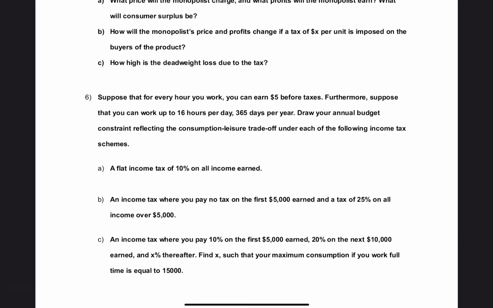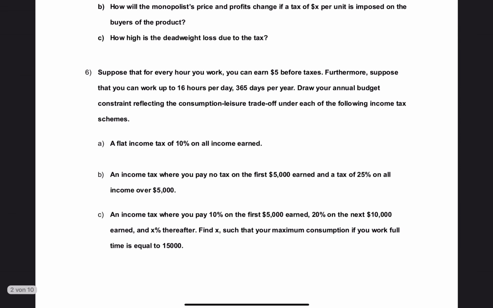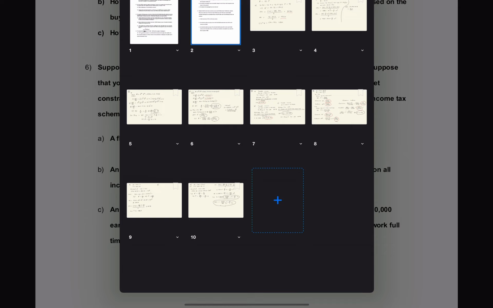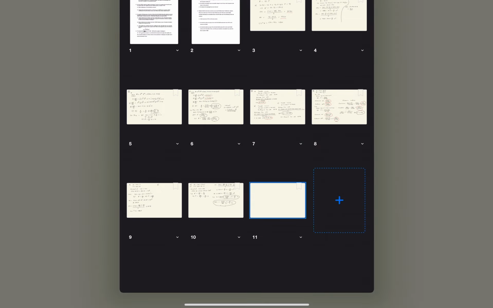Suppose that for every hour you work, you can earn $5 before taxes. Furthermore, suppose that you can work up to 16 hours per day, 365 days per year. Draw your annual budget constraint reflecting the consumption leisure trade-off under each of the following income tax schemes. So the first tax scheme is a flat income tax of 10% on all income which is earned. So let's consider this.